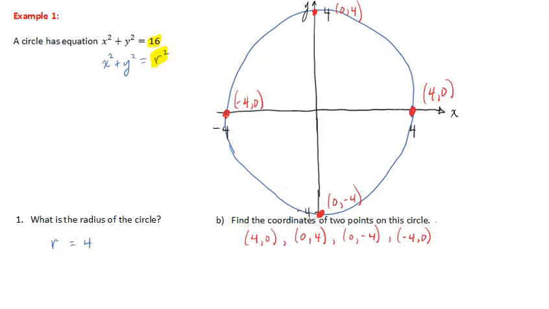Okay. So there's 4 points on the circle. We only had to come up with 2. Stay tuned, because in the next video, we're going to find some more.